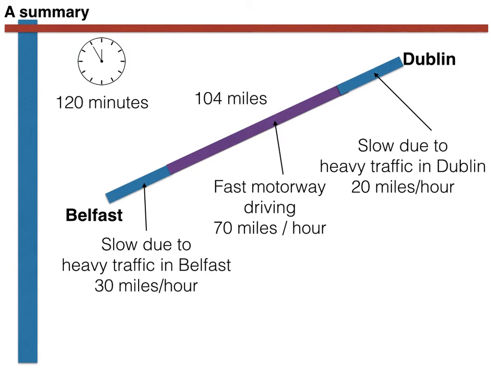What I would like you to do now is to imagine you split your journey up into 10 time windows of 12 minutes each. Draw a line representing the total distance between Belfast and Dublin and mark on this where you are after 12 minutes, 24 minutes, 36 minutes and so on. Pause the video now and take a moment to do this.